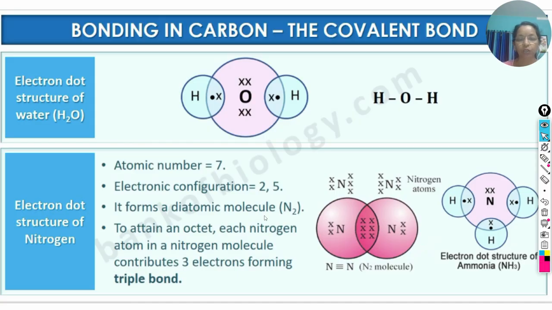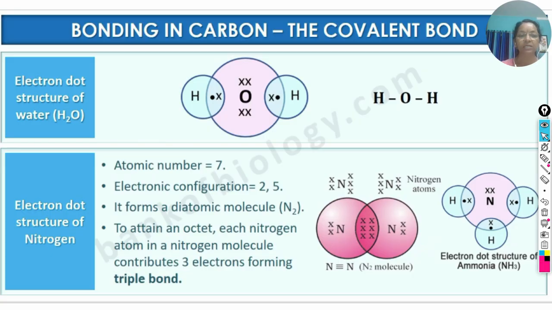Now see the electron dot structure of the nitrogen atom. Nitrogen has 5 electrons in the last shell, which means it needs 3 more. So it has to share 3 pairs of electrons, each one contributing 3 electrons for the bond formation. So 3 pairs of electrons are shared and the bond formed is a triple bond. Nitrogen forms a triple bond with another nitrogen to form the nitrogen molecule. And here 3 electrons are shared with 3 different hydrogen atoms, and it forms another molecule called ammonia, NH3.